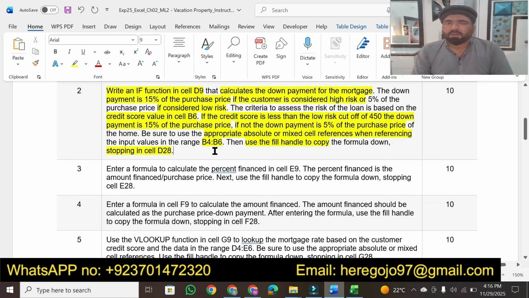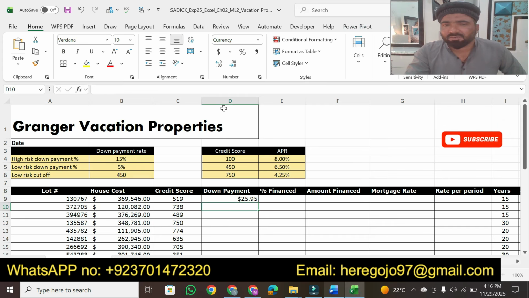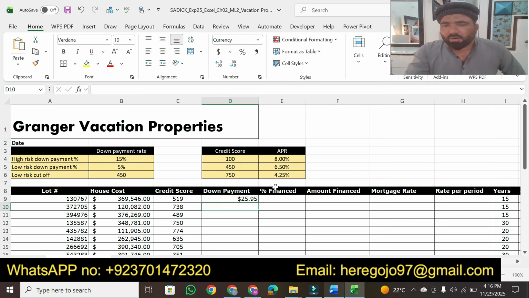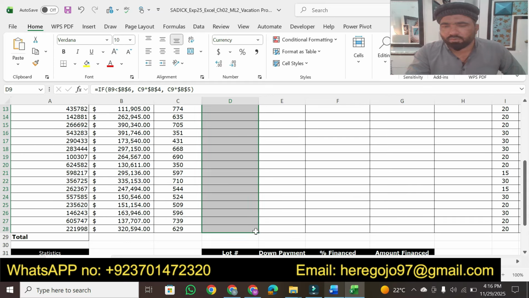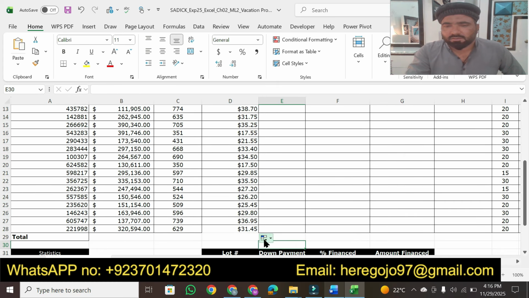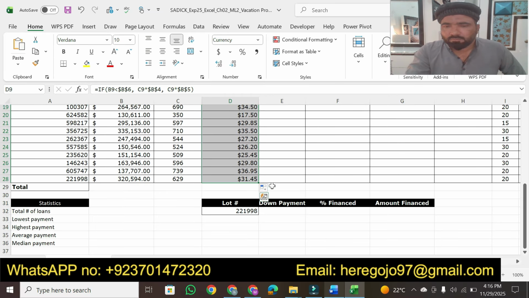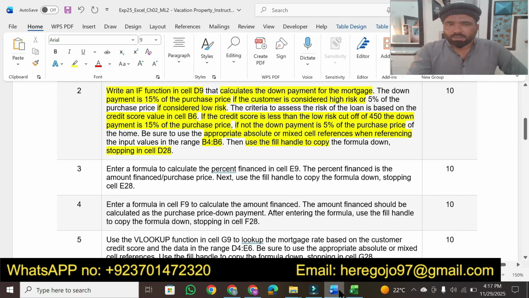In question number two we have to use the IF function in cell D9 to calculate the down payment for the mortgage. So after reading all the instructions, we make this formula and calculate the down payment. Now after calculating, we have to fill these empty cells with this formula. Yes, fill without formatting. Done. So question number two is done.